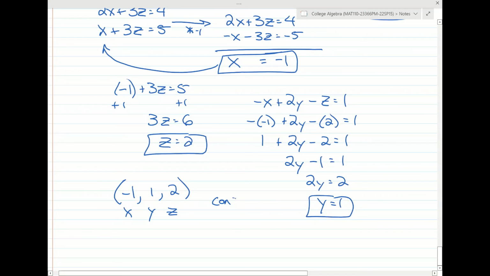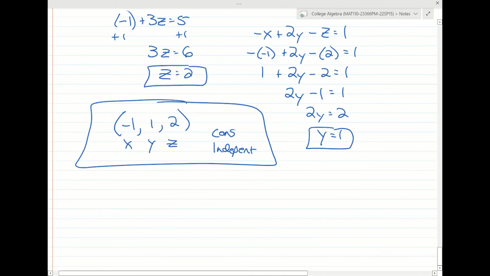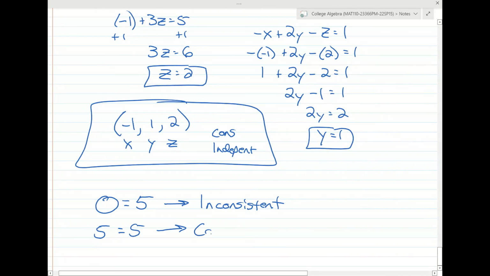This would be called consistent and independent. We did get one answer. We're almost done. I just want to remind you that it is possible to get an answer that doesn't make sense here. If you were to do this and you get 0 is equal to 5, just like before, we call this inconsistent. Similarly, it's also possible to get 5 is equal to 5. This would be examples of the same line, which we called consistent and dependent.